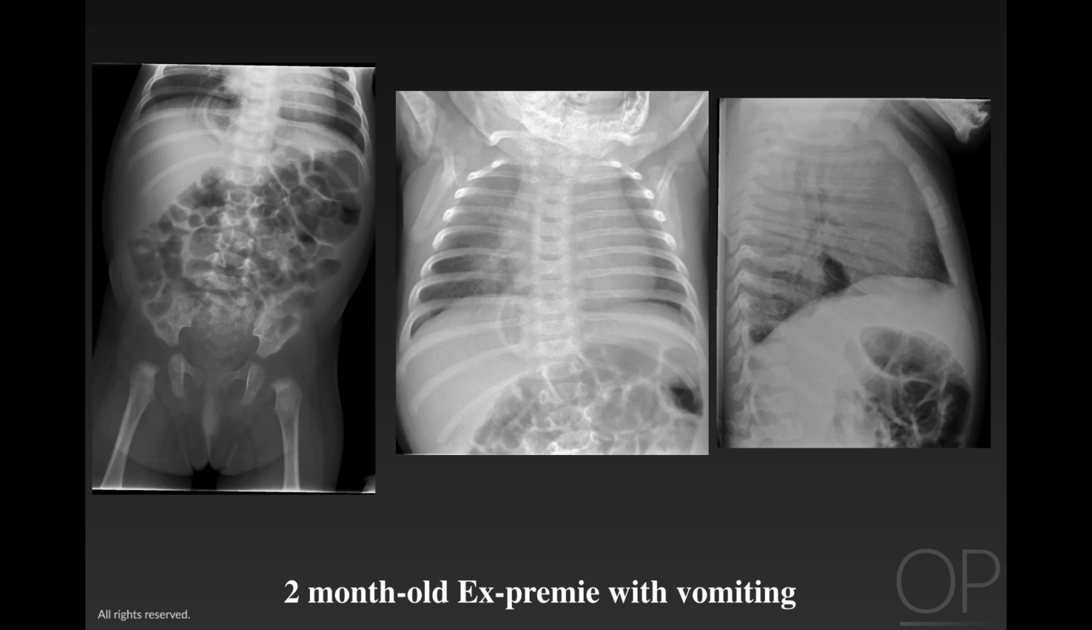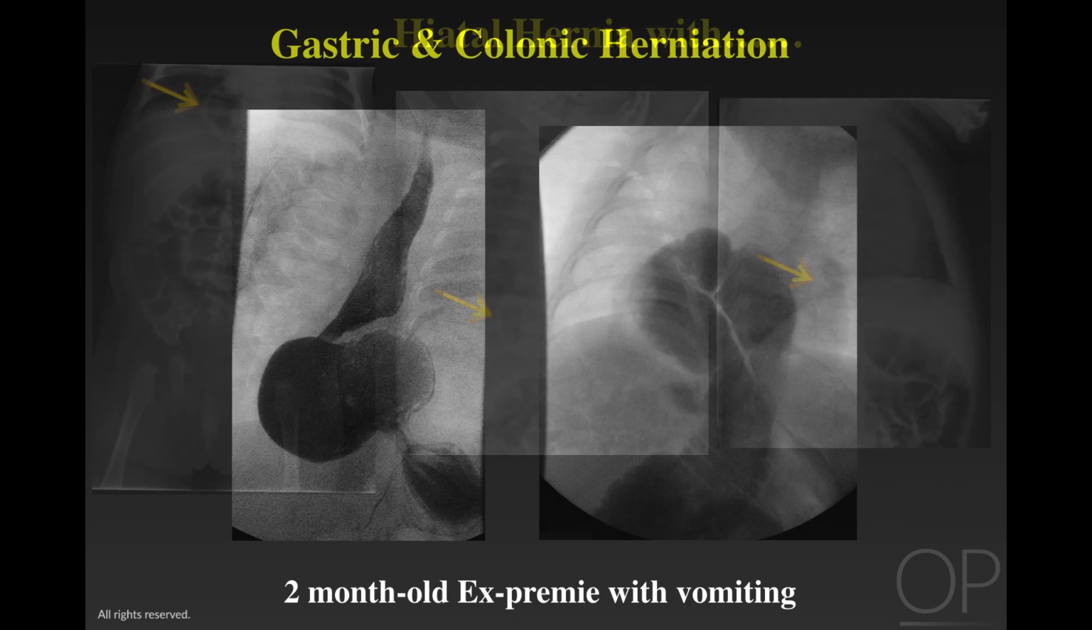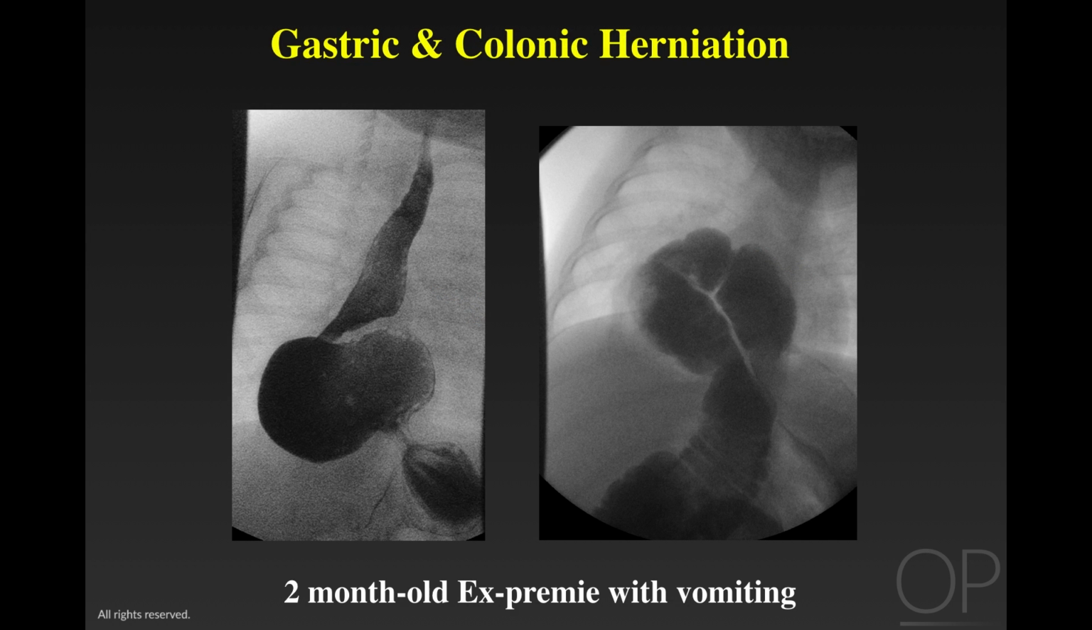This 2-month-old ex-preemie with vomiting shows us that we need to evaluate locations of gas that may not be in the abdomen. Here we see a collection of gas that appears to be above the diaphragm. Now, this baby has a hiatal hernia, but the hiatal hernia contains some unusual contents. Not only is there a herniation of the fundus of the stomach, there is also herniation of the transverse colon.